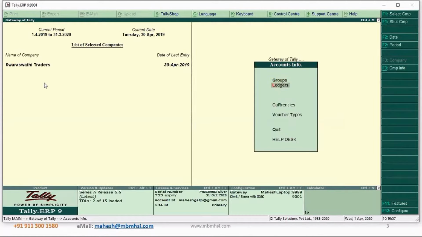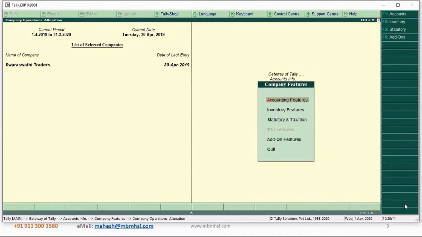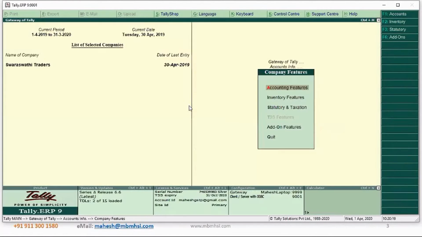you get a new option called currencies. Right. So I'm just showing you once again. On your gateway of Tally, press F11 features, go to accounting features, multi-currency, make it as yes. So example, I'll just show you. Okay, currently I'll just make it as no.